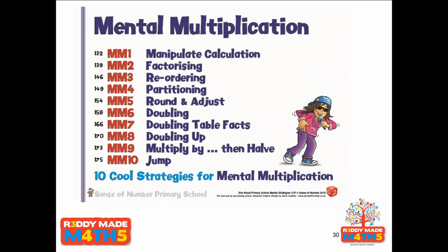So that brings us into all of the strategies that we've been looking at over the past 7 or 8 videos. We started off with an overview. We've now looked at manipulate the calculation today, factorizing, reordering, partitioning, rounding and adjusting, and loads of doubling strategies. That just means tomorrow we've got multiply and halve, and then finally a little song strategy called jump.